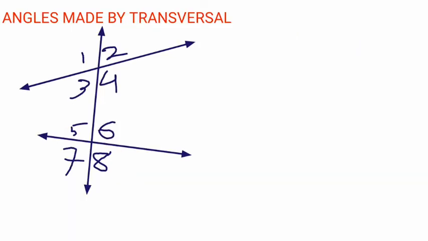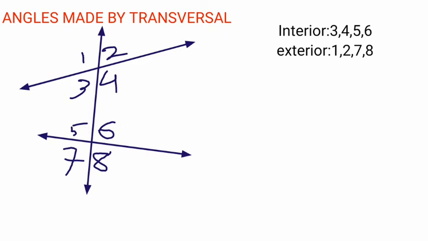Now, angles made by a transversal. There are two lines here and one transversal, so there are 8 angles made. Angle 1, 2, 3, 4, and in the lower side angle 5, 6, 7 and 8. The first one is interior angles. So what are interior angles? The angles which are on the interior side are angle 3, 4, 5 and 6, and the exterior angles, which are on the outer side, are angle 1, 2, 7 and angle 8.